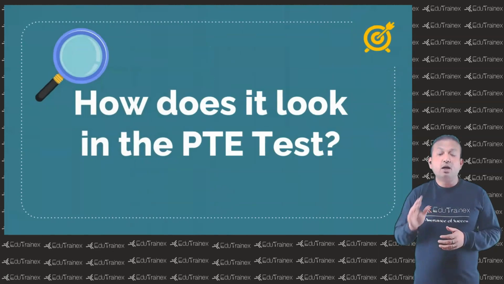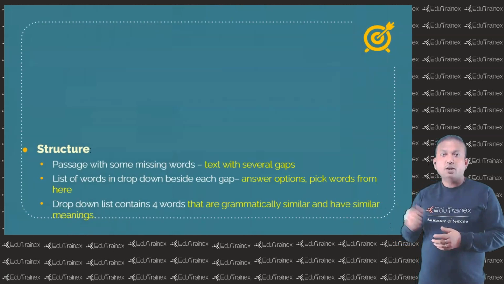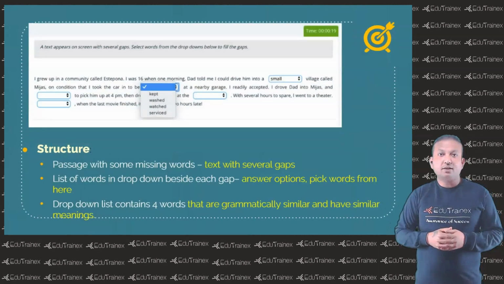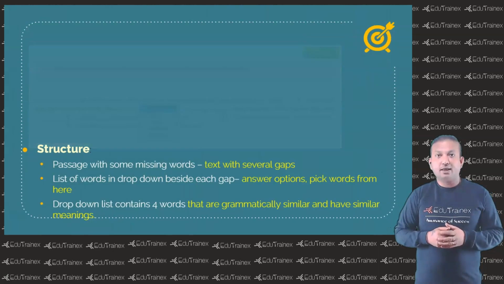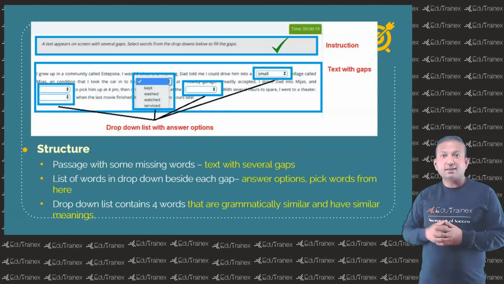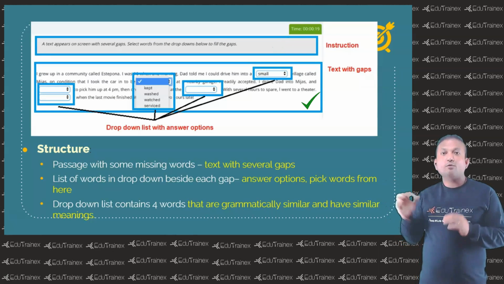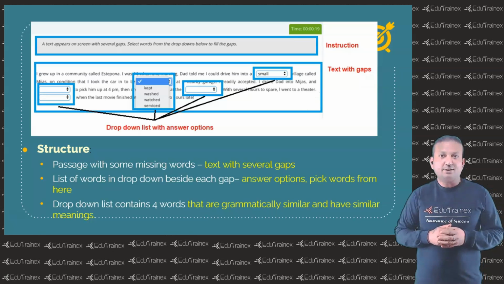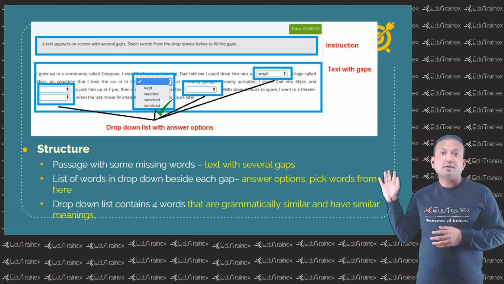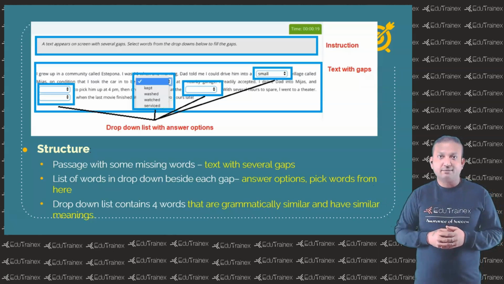Now let me show you how these questions look in the actual PTE test. So this is how the reading and writing fill in the blanks question will appear in the exam. At the top, you see the instructions which explain what you need to do for this particular task. Just below that, you see the text passage with several blanks. And as you can see in the image, there are drop-down lists containing answer options in each of those blank spaces. And then you also have a next button, and you click that to move to the next question.